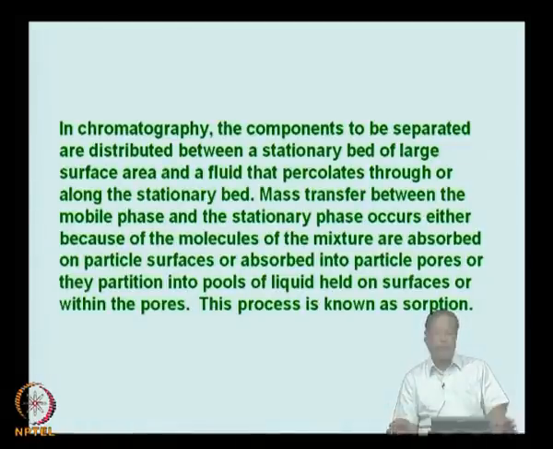When the component is passing through a stationary bed dissolved in a liquid, as it passes through, it may be held on to the surface of the particle, or in between the particles there will be some space and through which the liquid will percolate, and in this liquid it may be absorbed, and there will be distribution between the stationary phase as well as the mobile phase. So, the process is known as sorption.